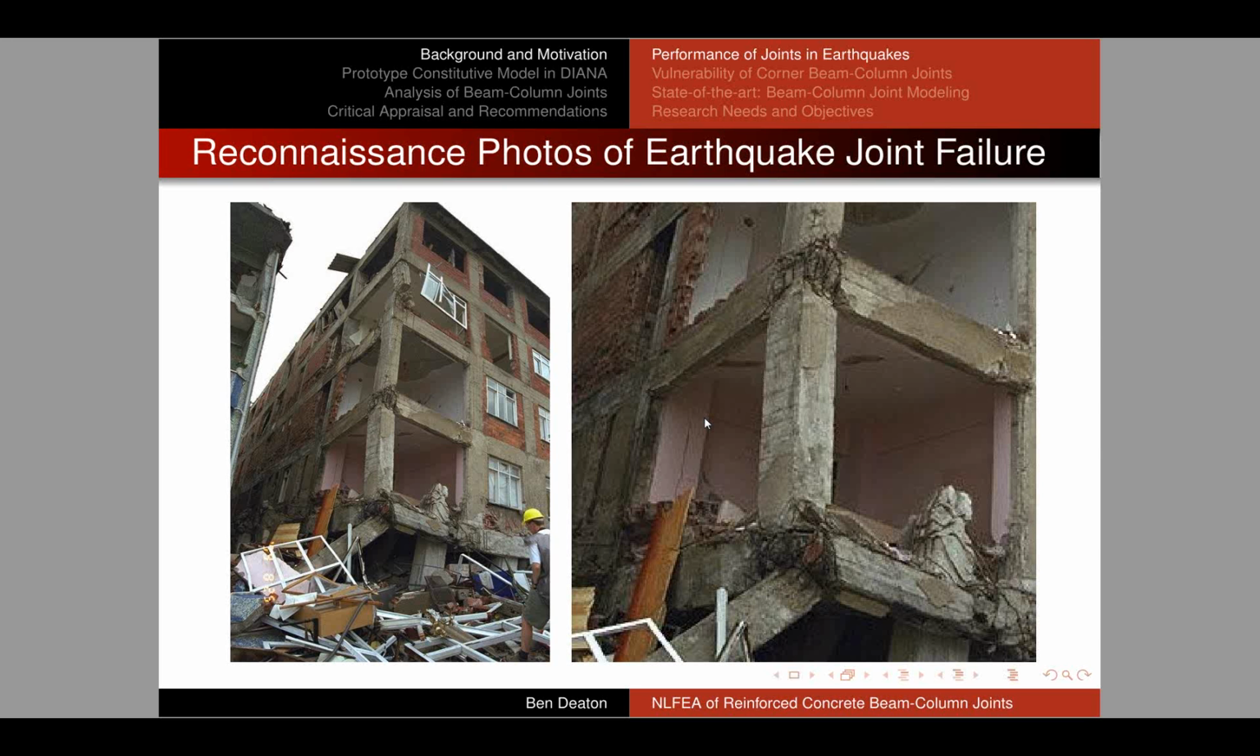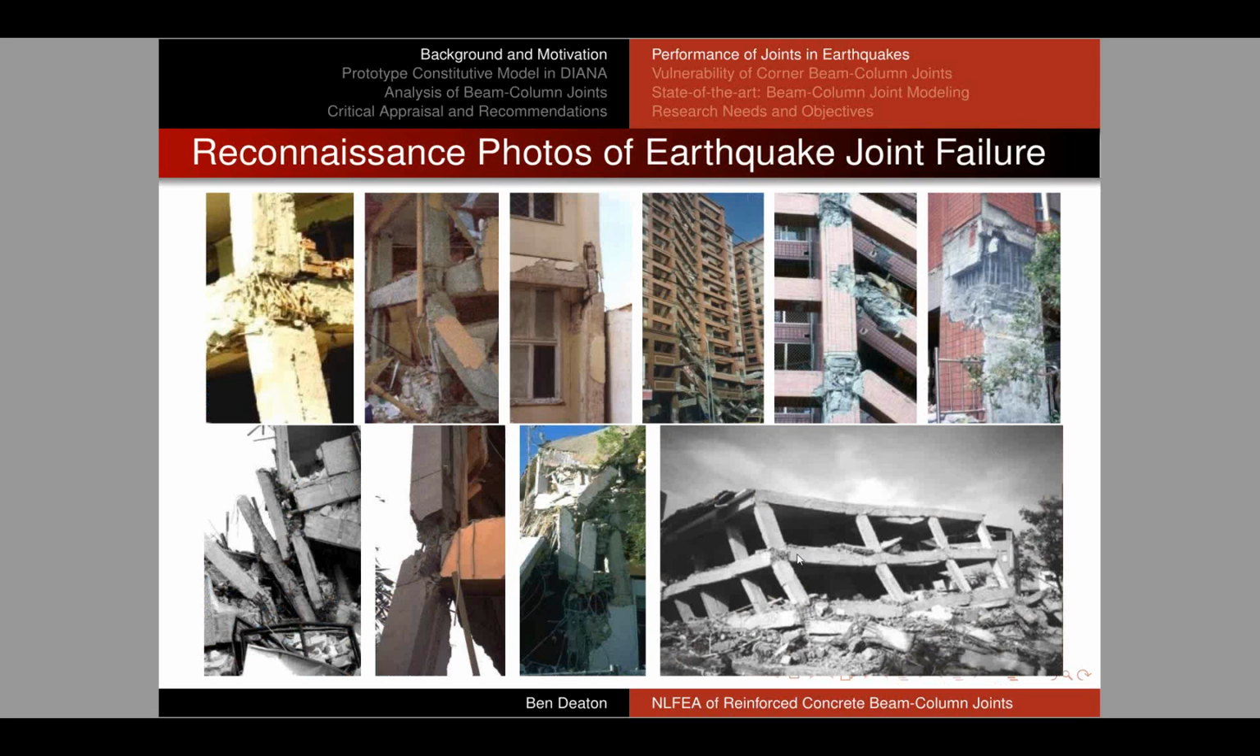I'm showing here a reconnaissance photo from the 1999 Kocaeli earthquake in Turkey. In this photo, it's clear that joint failure was a contributing factor to the loss of vertical load carrying capacity and collapse of the structure. You can see that clearly in these two regions. The exterior corner joint failed and the building collapsed. Similar failures have been documented repeatedly during other earthquakes.